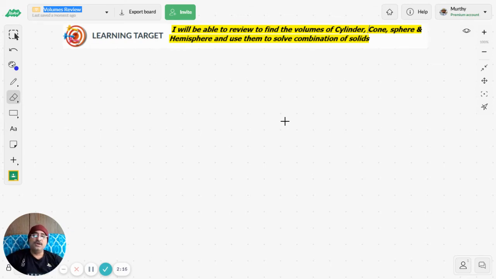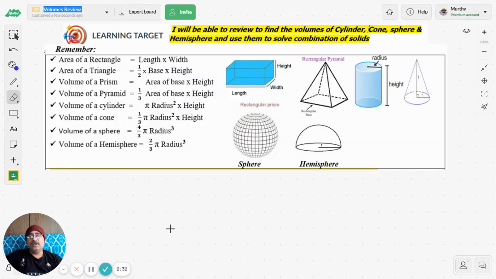In today's class, you will be able to review how to find the volumes of cylinder, cone, sphere, and hemisphere, and also use them to solve combinations of solids. So here, let's quickly recap the formulae.